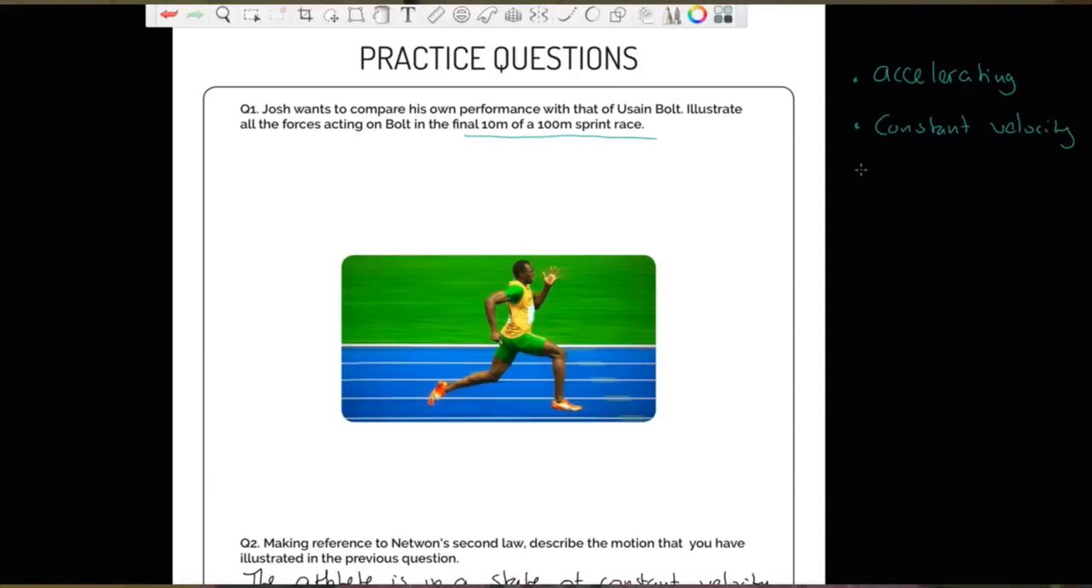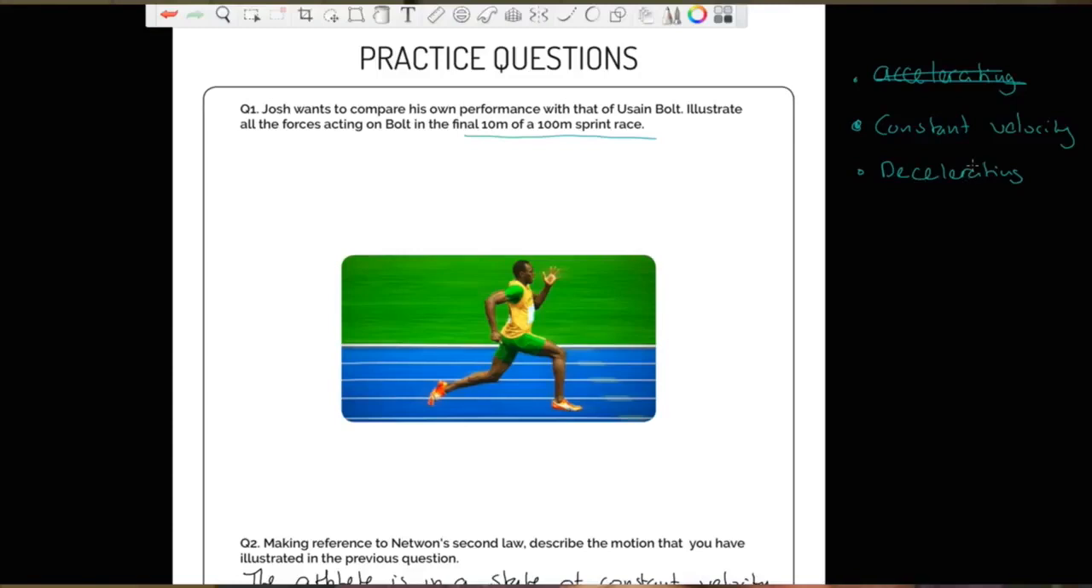Or do you think that he is decelerating in that last 10 meters? My point to you would be, no matter which one of those you chose, you should be able to correctly label this graph, this illustration, or vector illustrate this drawing. Now, for me, he's not going to be accelerating in the last 10 meters, so let's get rid of that. Our choice comes between constant velocity and decelerating.